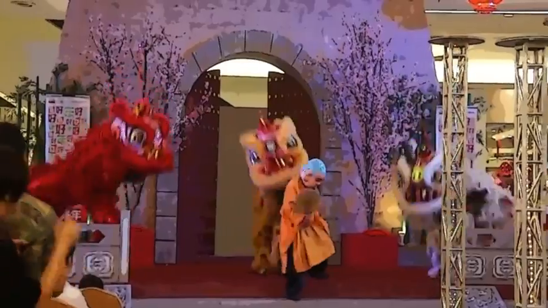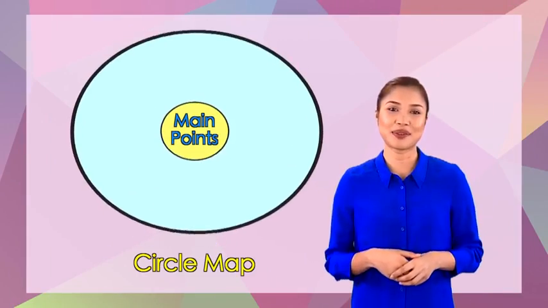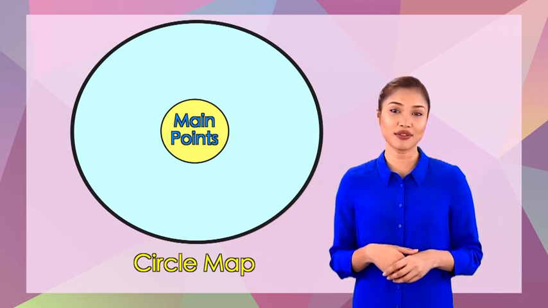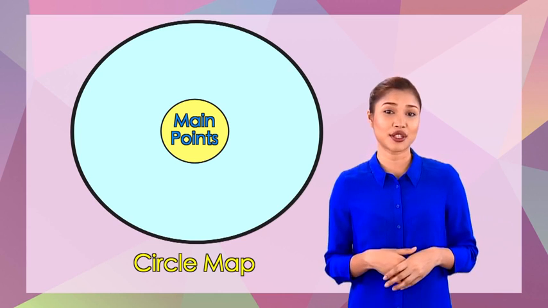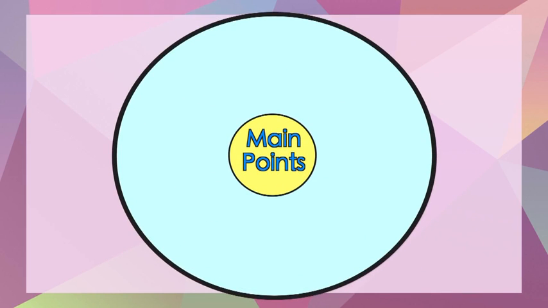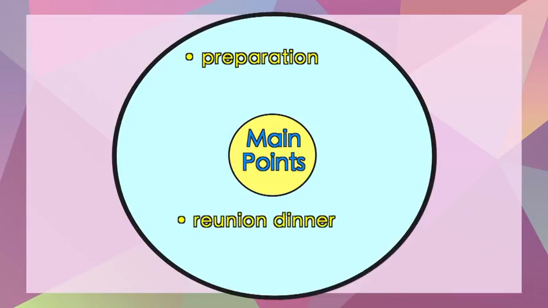Remember, we are going to write about our feelings. So, out of all those beautiful memories, which part of the celebration was most meaningful to you? Write them down in the circle map. At secondary level, choose 3 main points or aspects about the family celebration to talk about. I think I'm going to write about the preparation before Chinese New Year, the reunion dinner, and the money packets.